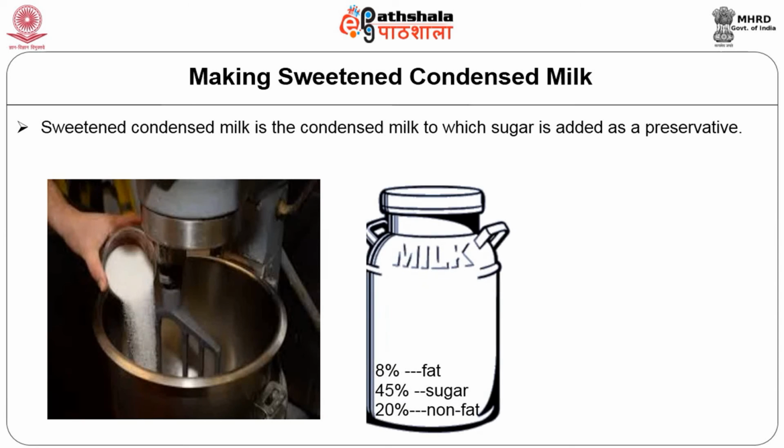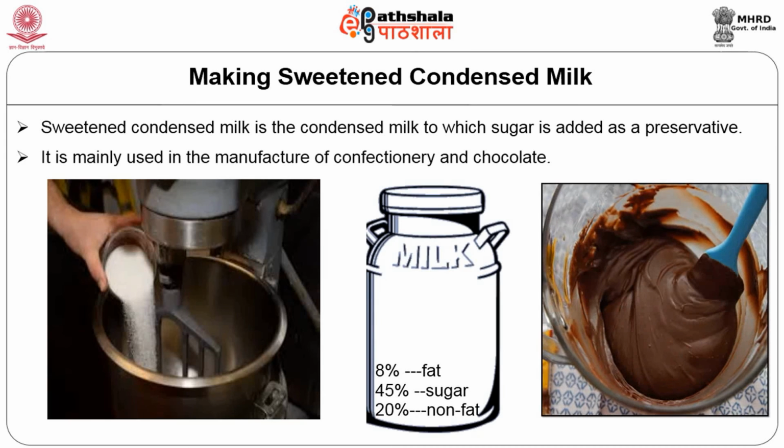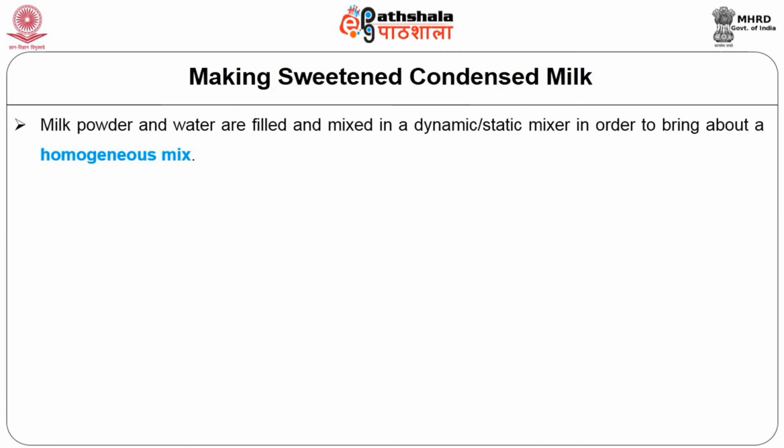Sweetened condensed milk contains around 8% fat, 45% sugar and 20% solids not fat. Sweetened condensed milk is mainly used in the manufacture of confectionery and chocolates. So, in this process, milk powder and water are filled in a kettle and mixed using dynamic or static mixer. Mixing is important to produce uniform mass.